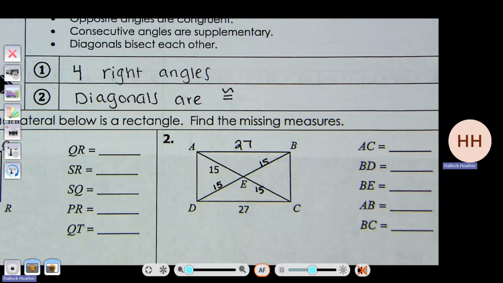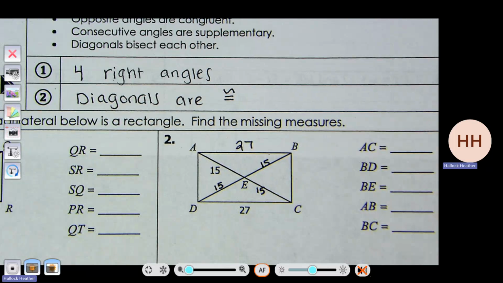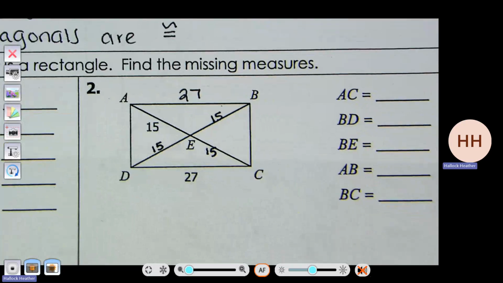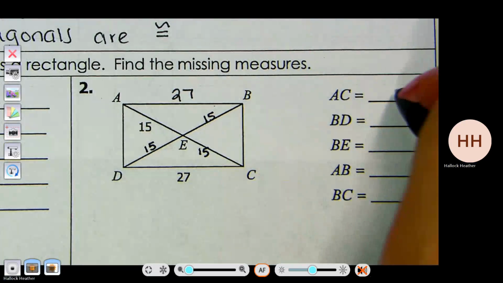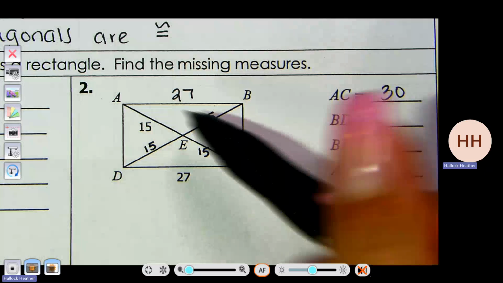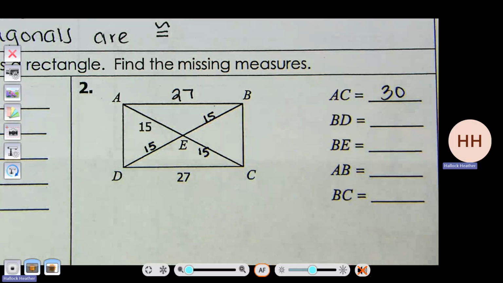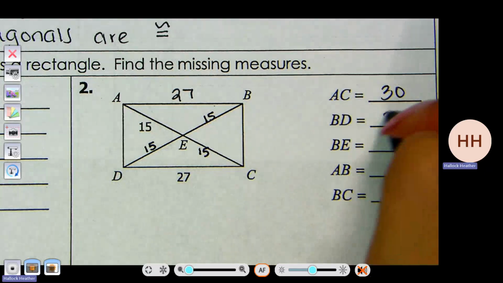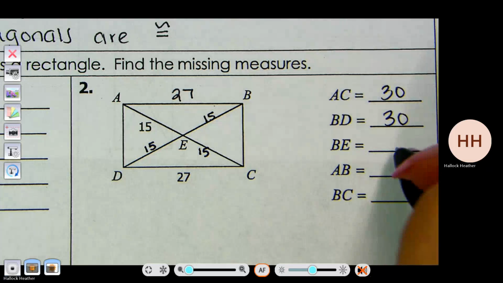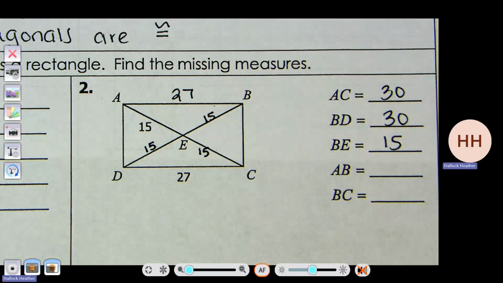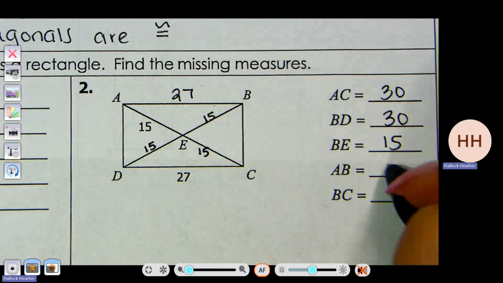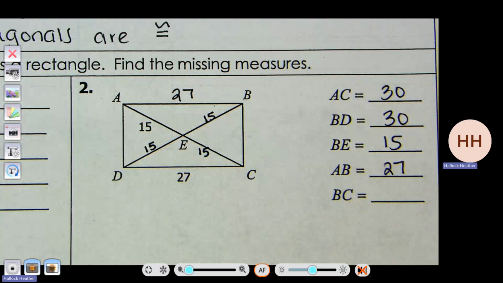People get it confused with degrees. Degrees would have the little bubble. This is not a little bubble. This is a length. So let's see if we have everything we need. So what's A to C? 30, because it's all the way across. So 15 plus 15 is 30. What about BD? 30. What about BE? 15. What about AB? 27. And then do we have a number at BC? No.